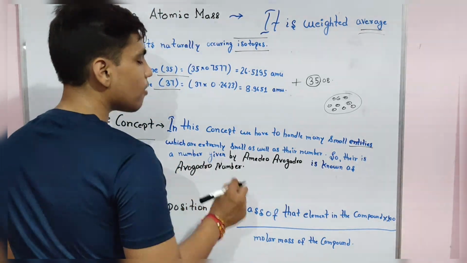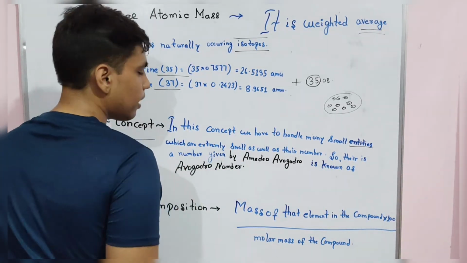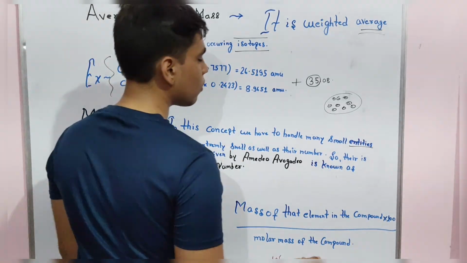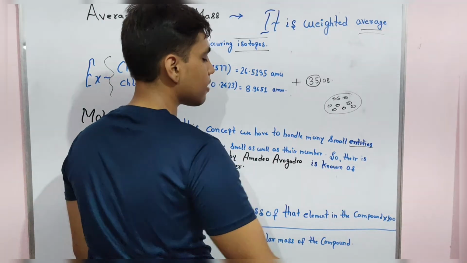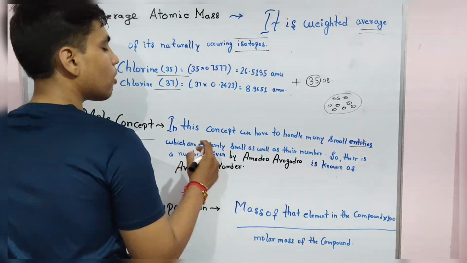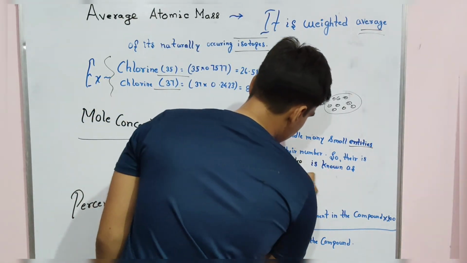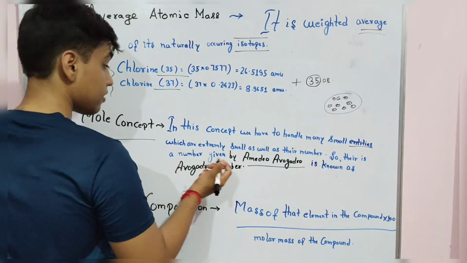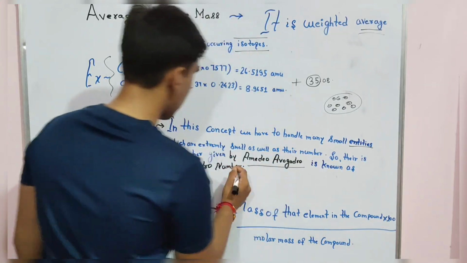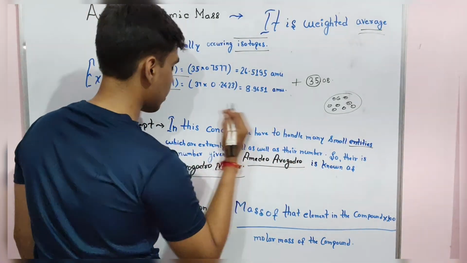So we have a small method to call many things. Like we call an army, but we don't say he is a soldier, he is army. So we have a common name. There we have a common name for these numbers, given by Amedeo Avogadro. This person gave a name called Avogadro number, a number for these equations.